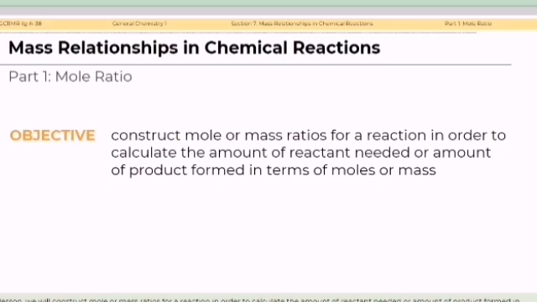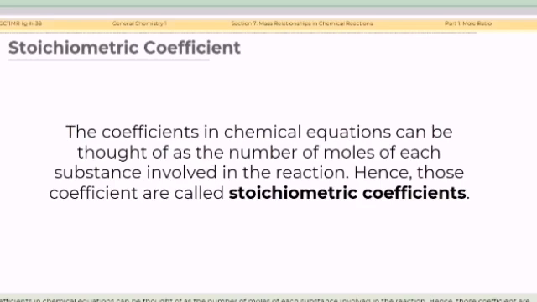In this lesson, we will construct mole or mass ratios for a reaction in order to calculate the amount of reactant needed or amount of product formed in terms of moles or mass. The coefficients in chemical equations can be thought of as the number of moles of each substance involved in the reaction. Hence, those coefficients are called stoichiometric coefficients.